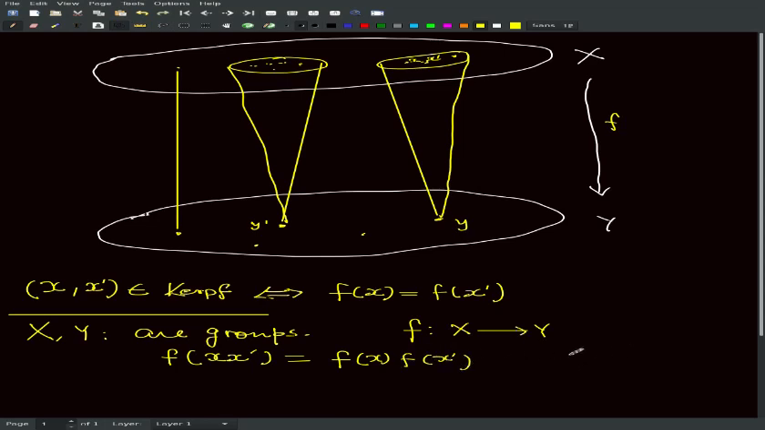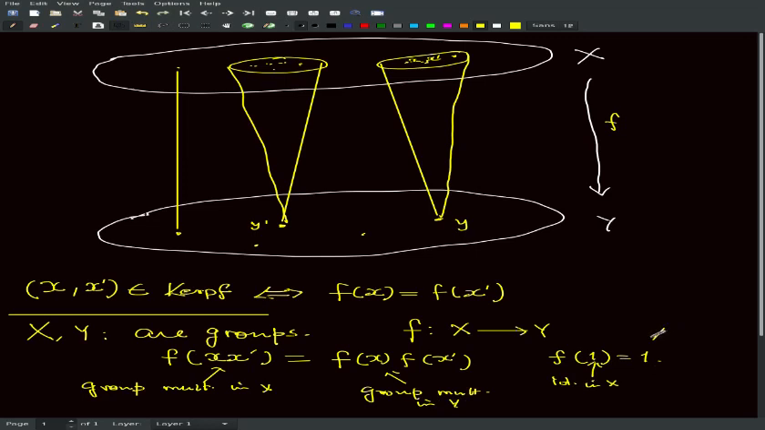And obviously you have f(1) equal to 1. That follows from here. The left hand side is the group multiplication in X. The right hand side is the group multiplication in Y. This one is the identity in X, and this is the identity in Y.